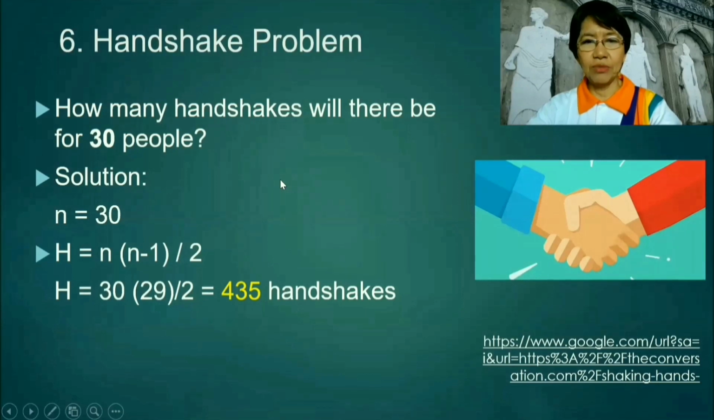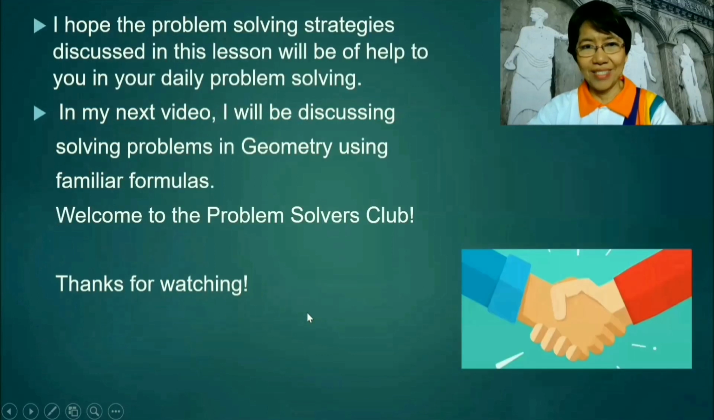How many handshakes will there be if there are 30 people? Solution: n is equal to 30, and so the number of handshakes is equal to n times n minus 1 divided by 2. So the number of handshakes is equal to 30 times 29 divided by 2, which is equal to 435 handshakes.